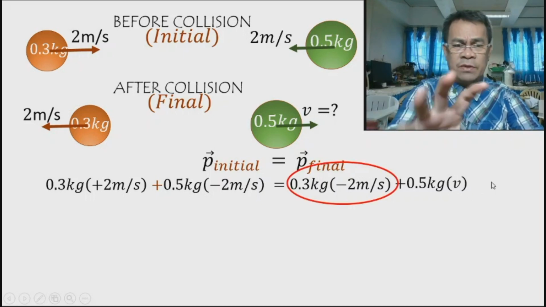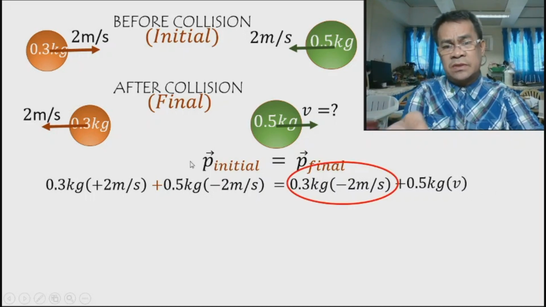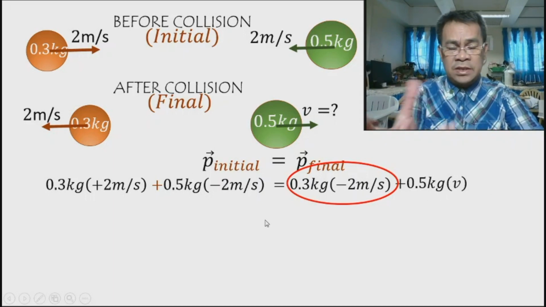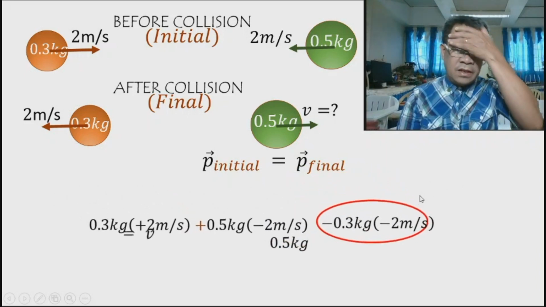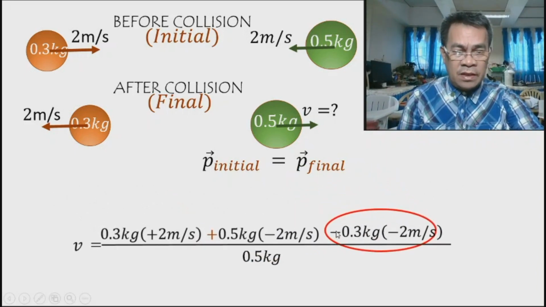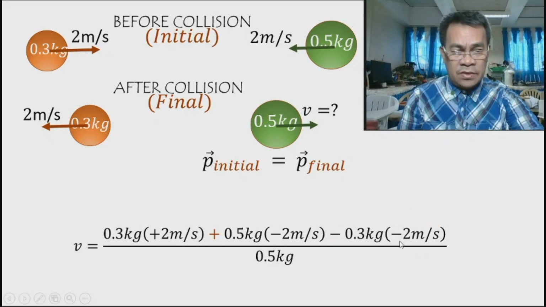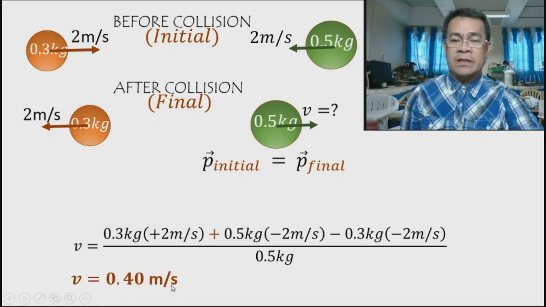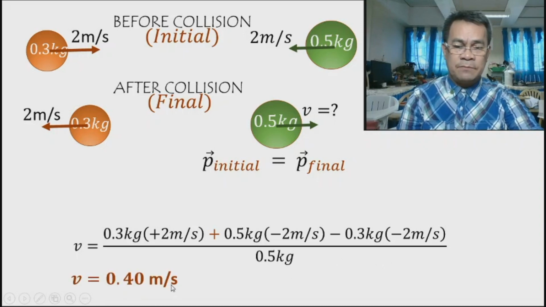Okay, you have to transpose this to the left side, then divide both sides by 0.5, then solve for v. So that will be the result. Take note, this will be negative. So this is negative, negative, this becomes plus. And this is negative, positive, this will be negative. Use your calculator, sum this up, divide by 0.5, and the answer is 0.4 meter per second.